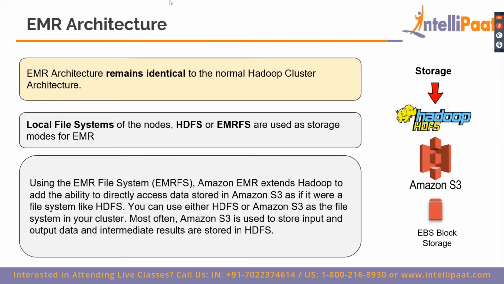Most often, Amazon S3 is used to store input and output data, and the results are stored in HDFS. So the temporary files are basically stored in HDFS. The input data and the output data both are stored in S3. So this is how it basically works, guys. It's pretty simple. It's a cluster format.